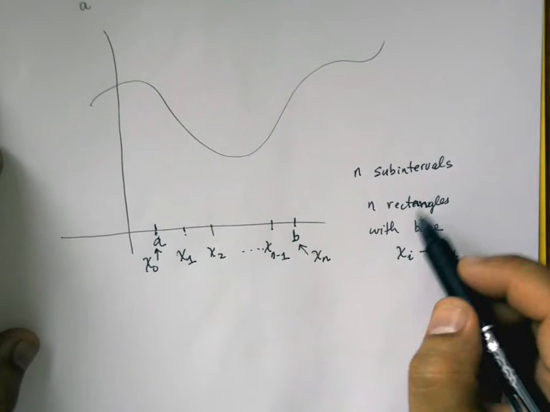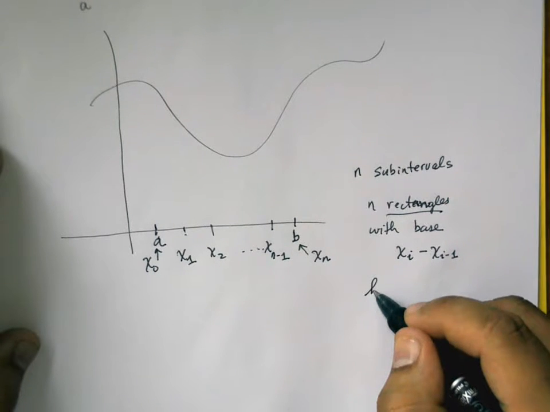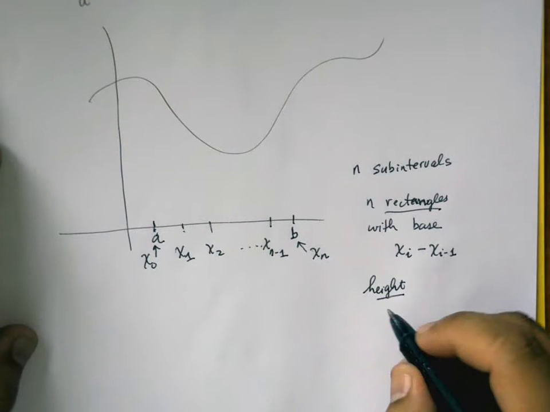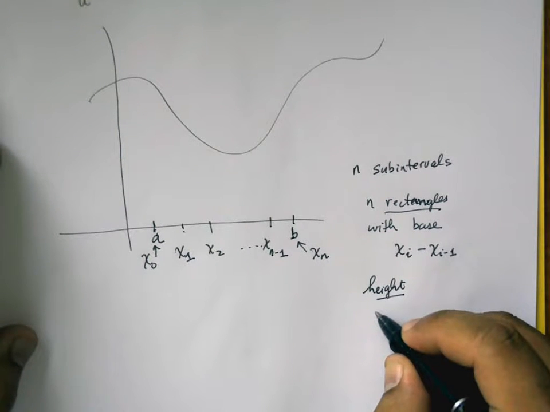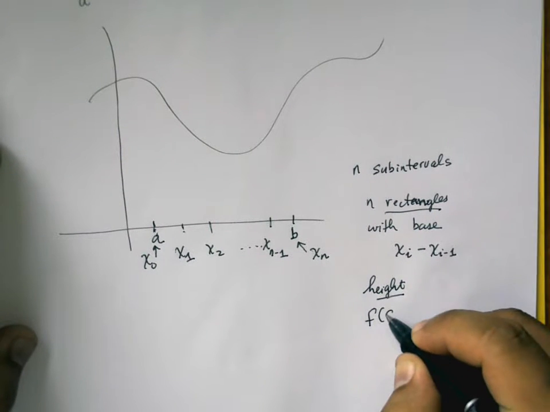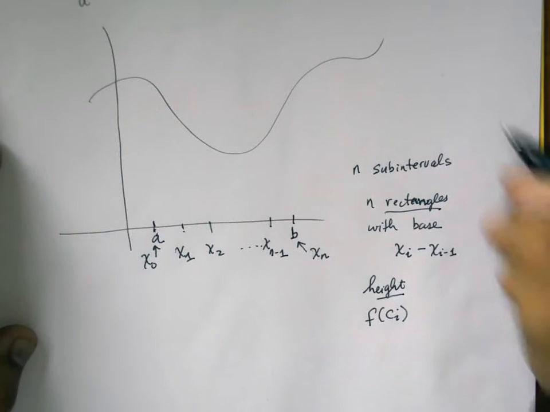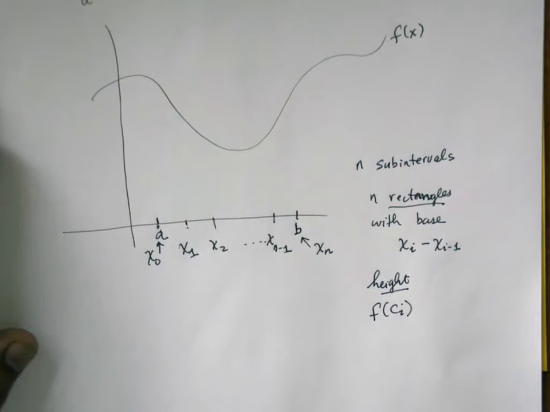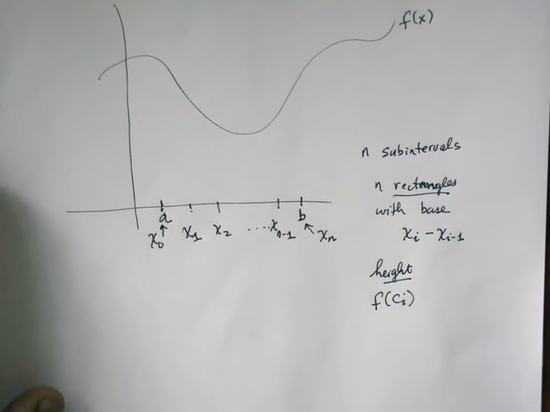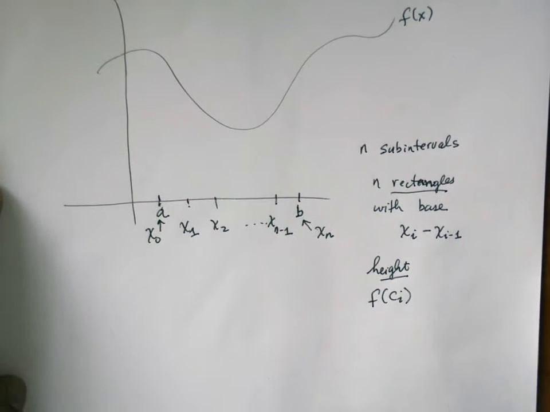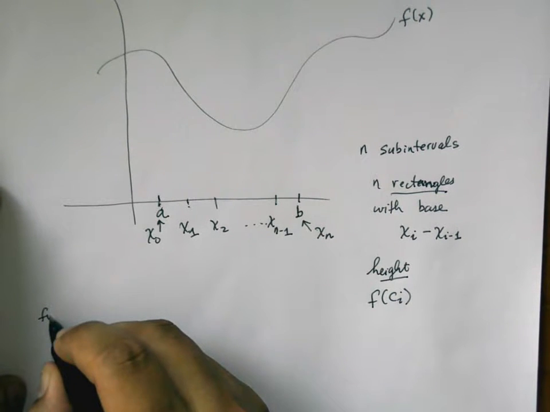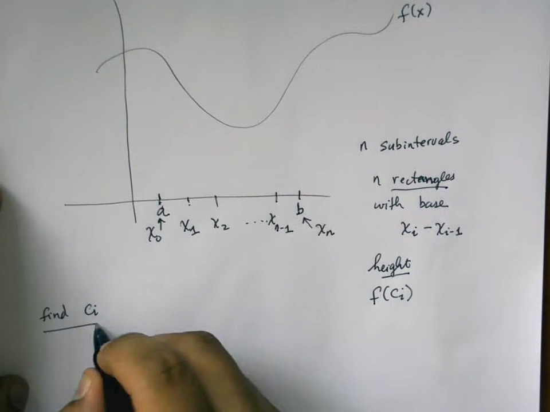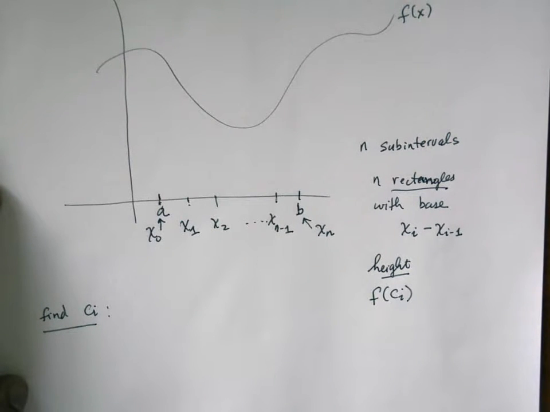And then the height of the rectangles is going to be f of c sub i. I forgot to mark that as the function f of x. And we're going to find c sub i, and this is the beautiful thing.